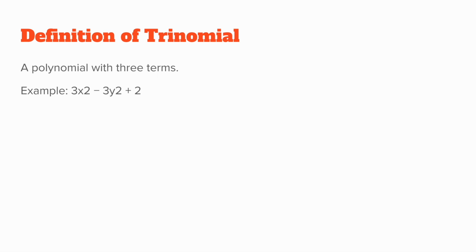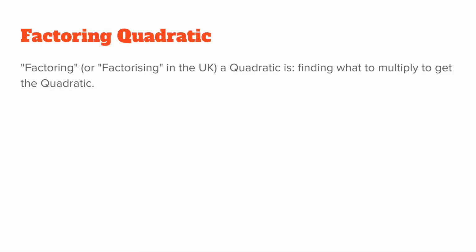Now let's go through the definition of trinomial. A polynomial with 3 terms is called a trinomial. For example, 3x squared minus 3y squared plus 2 is a trinomial. Now let's learn factoring quadratics. A quadratic equation is in standard form.